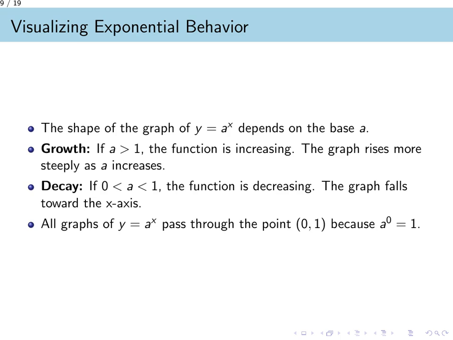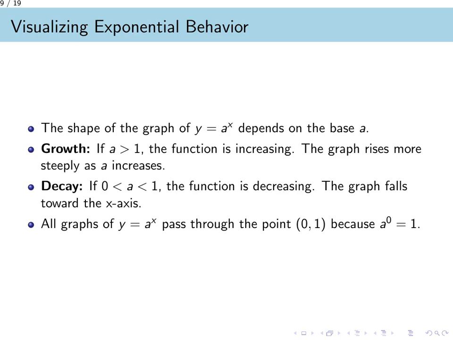jumps. The visual shape of an exponential function, y equals a to the power of x, is determined entirely by its base, a. When the base a is greater than 1, the function shows exponential growth, meaning its graph starts low and rises increasingly steeply as you move to the right. For instance, the graph for a base of 4 climbs much faster than for a base of 2. Conversely, if the base a is between 0 and 1, the function shows exponential decay. In this case, the graph starts high and falls rapidly, approaching the x-axis.